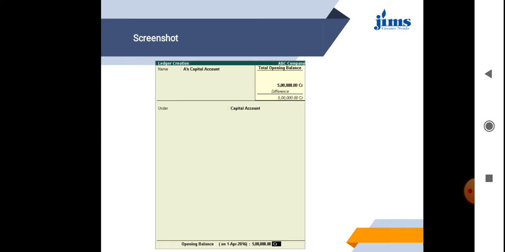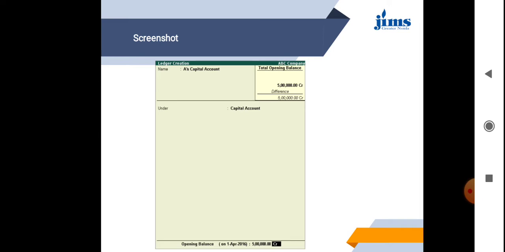Under which category of items, income statement, income, expenses, what type of item it is, you have to define it here. Whether it is a capital account, or a bank account, or a direct expenses account, or an indirect expense. In what type of account category it will fall, you have to define it here under.